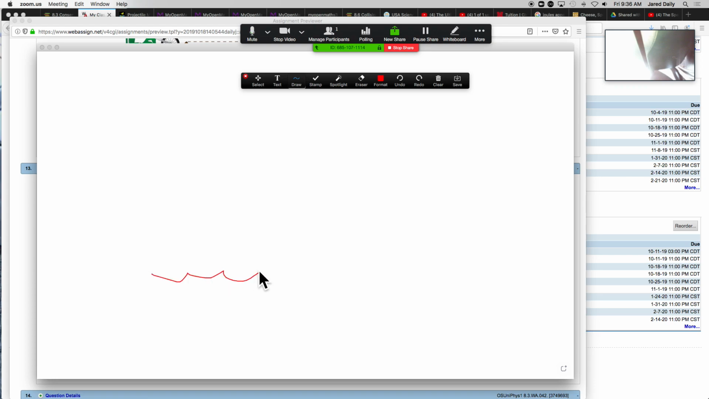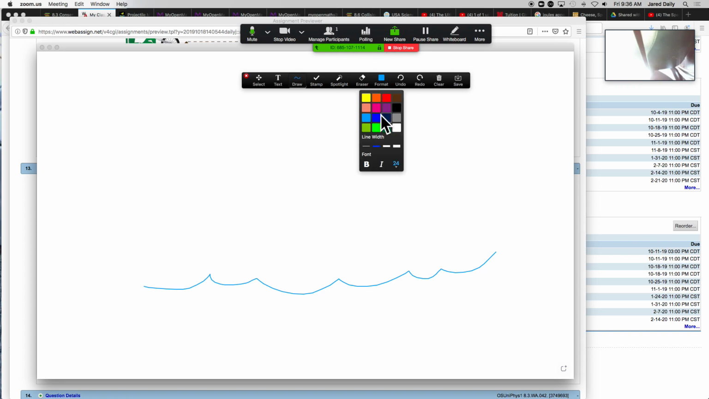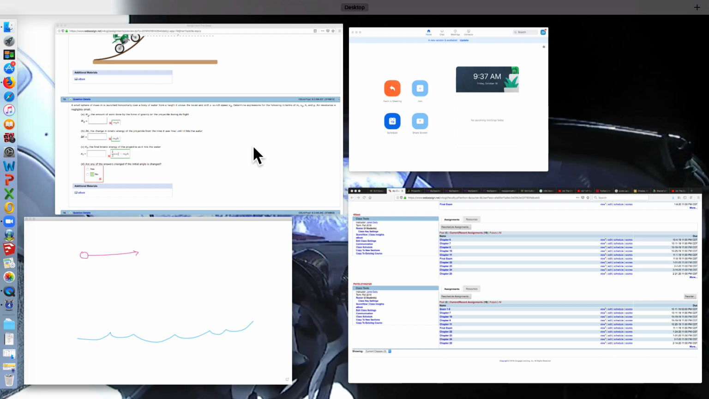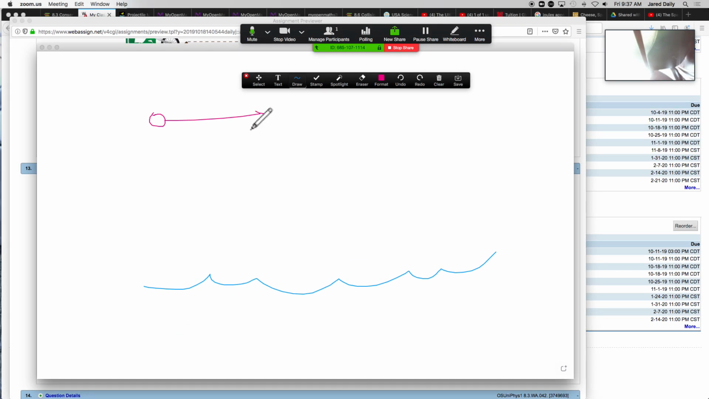So here's our water. If I was a really good teacher, I would use different colors. I know that I can select different colors. Here we go. So water would look more like water. Here's our water. And we'll make our sphere pink because it's a nice color. And our sphere is launched horizontally, I think it said. Horizontally, yeah. So it's launched horizontally this way with some velocity v naught. And it's launched at some height h above the water.